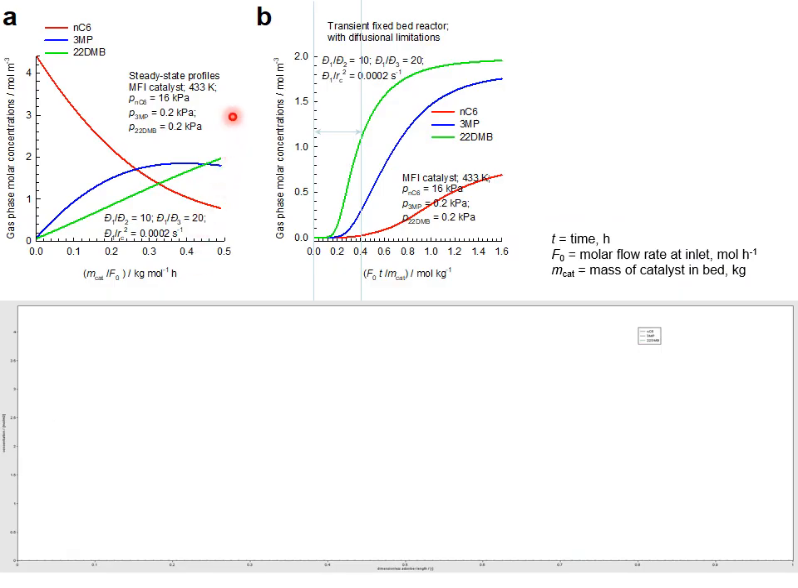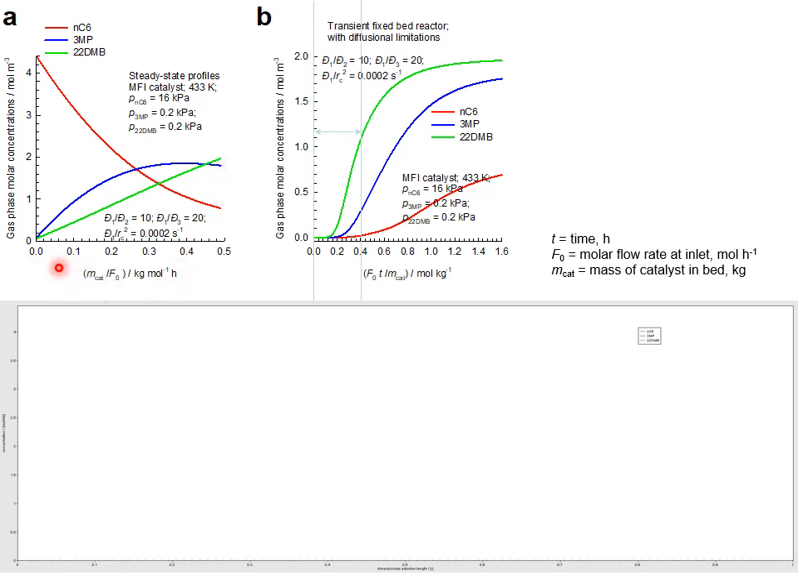The simulation results are summarized in these two graphs. The graph on the left shows the steady state concentration profiles along the length of the fixed bed catalytic reactor for NC6 marked red, 3MP marked blue, and 2,2-DMB marked green.